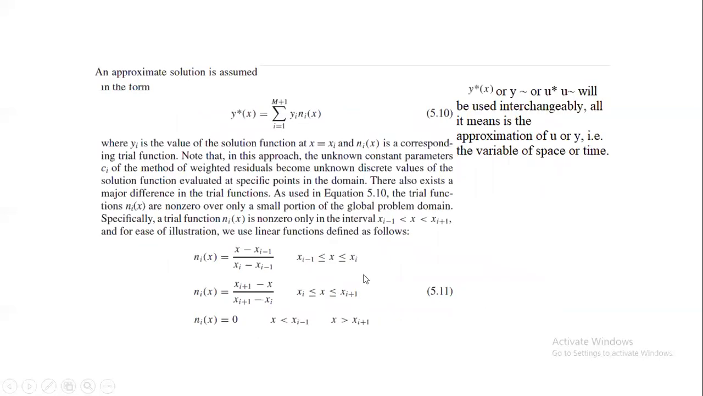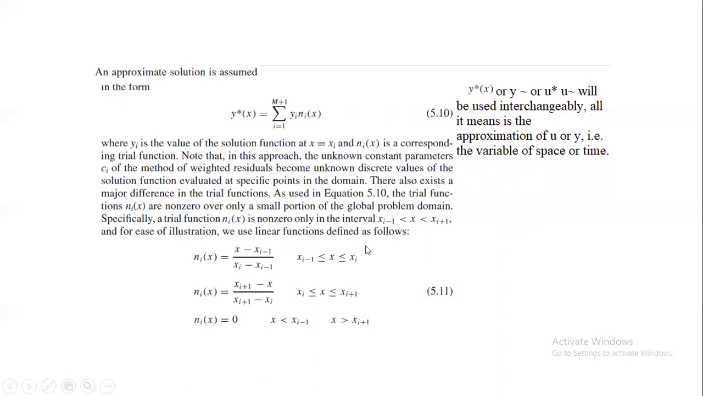Okay, so an approximate solution is assumed to be in the form of y tilde, y star. I've written tilde and star interchangeably. I will use this word. So the sum from i equals 1 to m plus 1 of yi Ni. Okay, Ni are the basis functions. Yi is the value of y at that point, where yi is the value of the solution function at x equal to xi, and Ni is the corresponding trial function. Note that in this approach, the unknown constant parameters of the method of weighted residuals become unknown discrete values of the solution function evaluated at specific points.